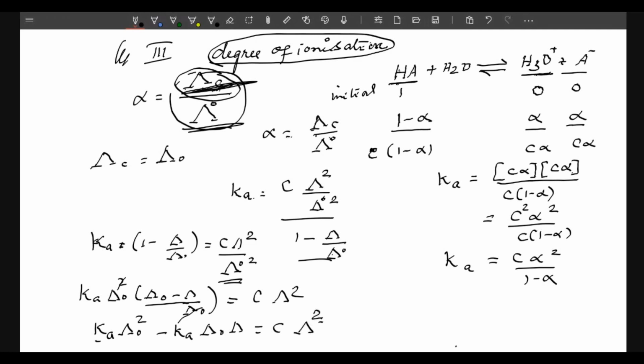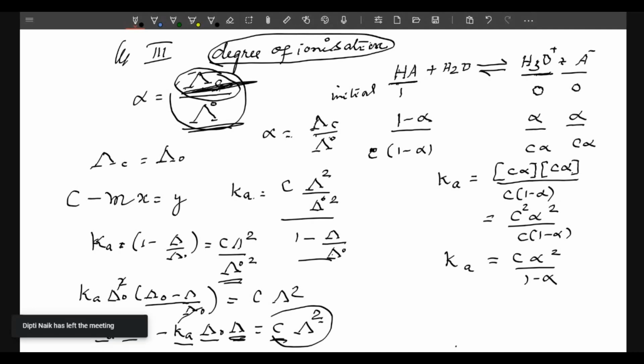Here, Ka is a constant for a given electrolyte. Lambda naught for that electrolyte is a constant. Therefore, it is a constant. Let the constant be C. Ka is a constant. Lambda naught is a constant. Let it be M. The lambda is going to vary as C varies. And the C lambda square is equal to Y. Therefore, it is in the form of Y is equal to C minus Mx. If you plot Y versus X, you will get a straight line with a negative slope.